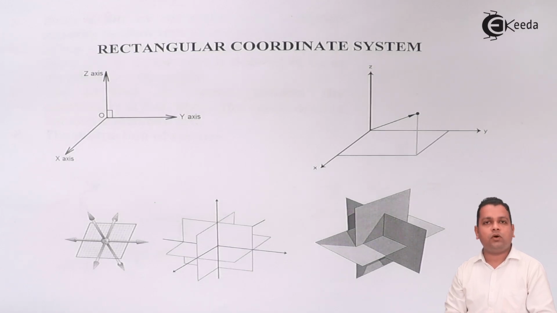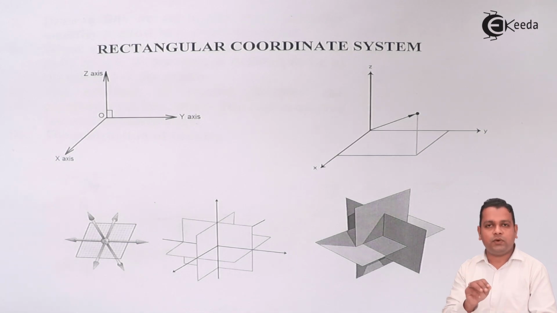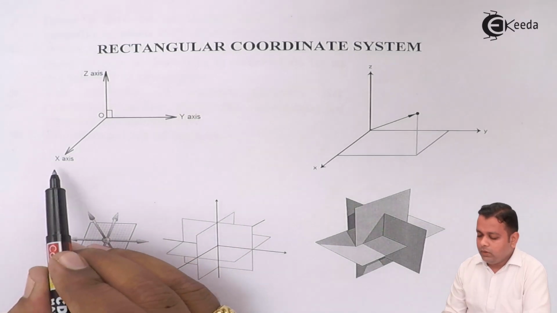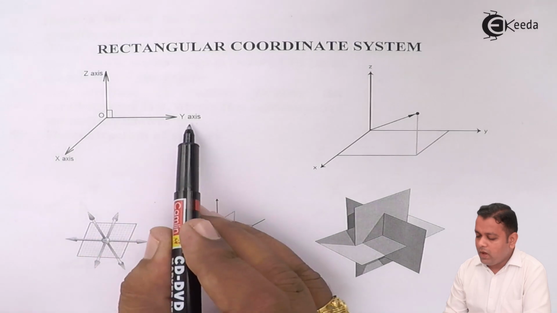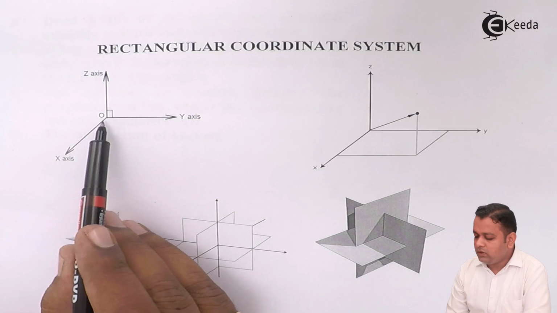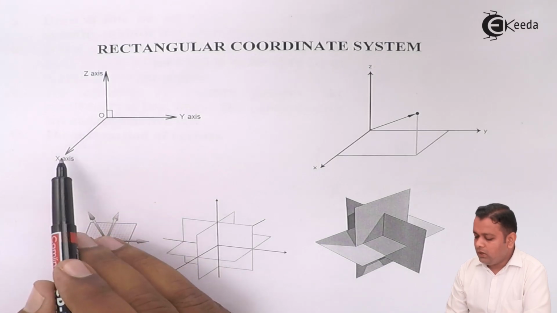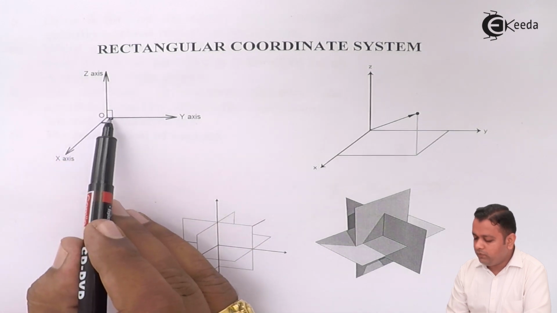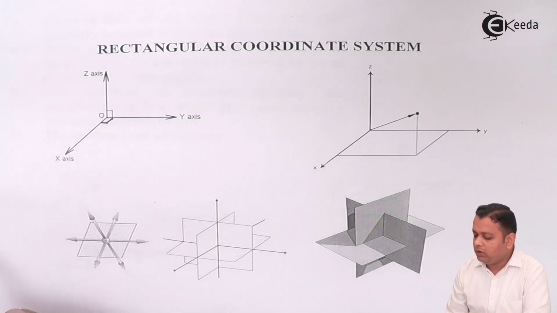So in the rectangular, also called Cartesian coordinate system, there are three axes represented: capital X, capital Y and capital Z, which are mutually perpendicular to each other, which we also call orthogonal to each other. So in the diagram, here it is the x-axis, y-axis and z-axis that are perpendicular to each other, intersecting at the origin O. X is perpendicular to y, y is perpendicular to z, and z is also perpendicular to x.